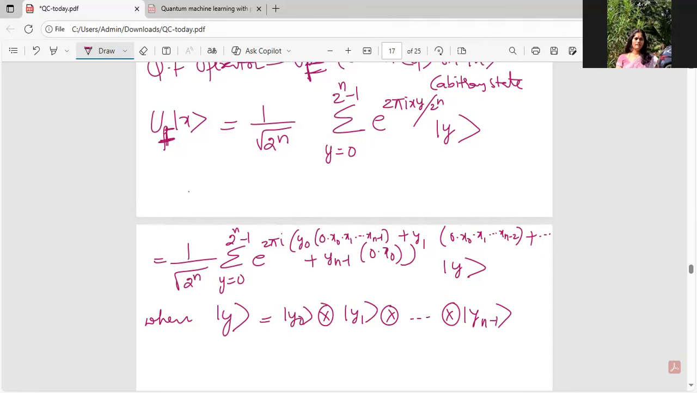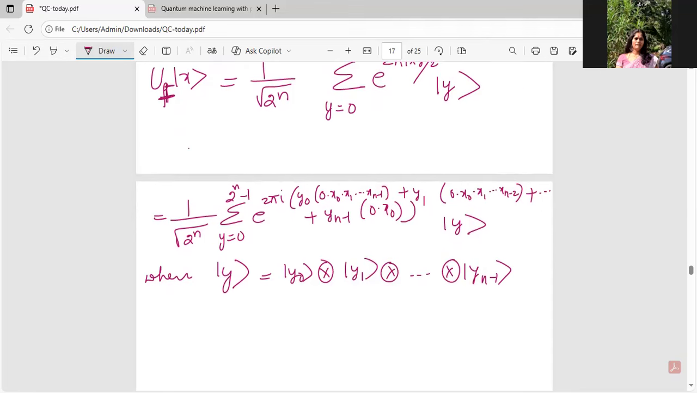Okay, if I write the same thing, finally what will I get? This is optional, guys. The final version is optional. The above version is enough. Okay, what's the final version? U capital F of ket x.